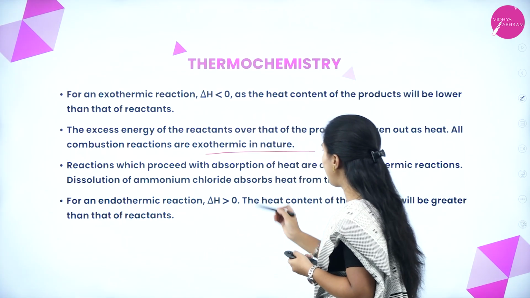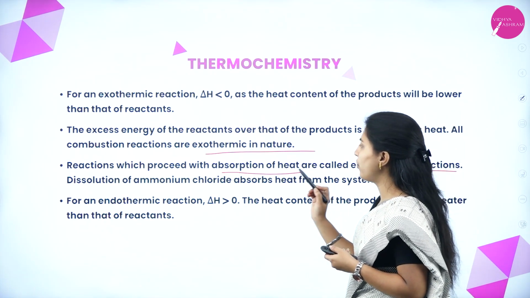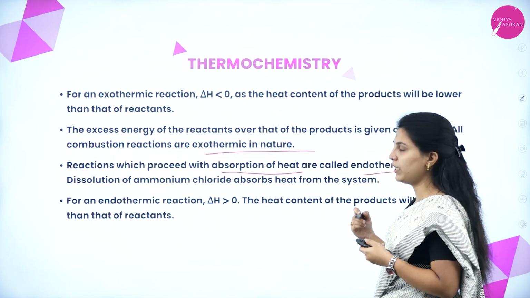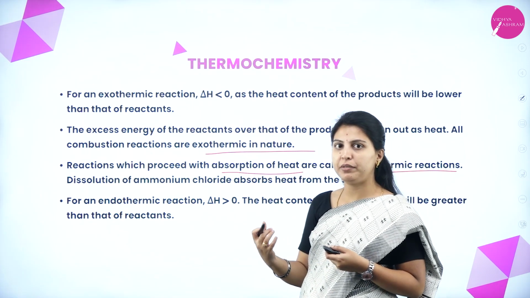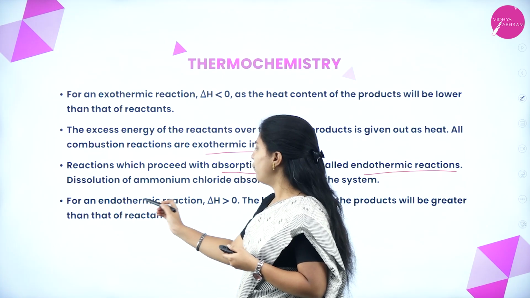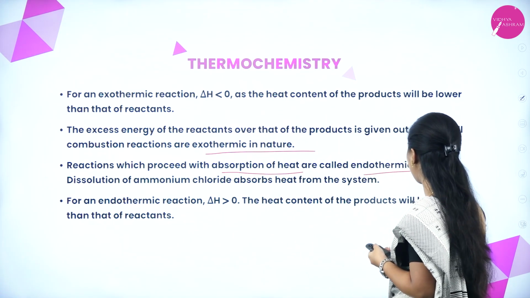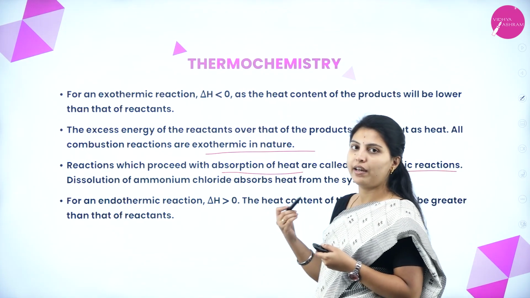Reactions which proceed with absorption of heat are called endothermic reactions. Dissolution of ammonium chloride absorbs heat from the system. Absorption of heat means endothermic. Giving out of heat from the system is exothermic. For an endothermic reaction, delta H is greater than 0. The heat content of the products will be greater than that of the reactants.